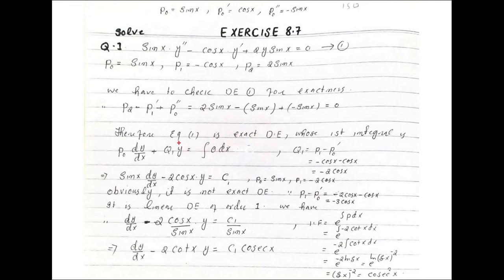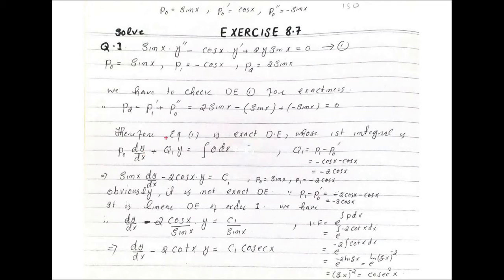Therefore equation 1 is an exact differential equation whose first integral is needed. Whenever our differential equation is exact, then we have to take the first integral. The first integral will be a differential equation having order 1 less than that of the given differential equation, and this coefficient, denoted by P naught, will always be taken in the first integral. This is P naught, so we have to take it again here. Since we have second order, for the first integral we have to take the first order, and if here is P naught, then in the first integral we will start here from q1.